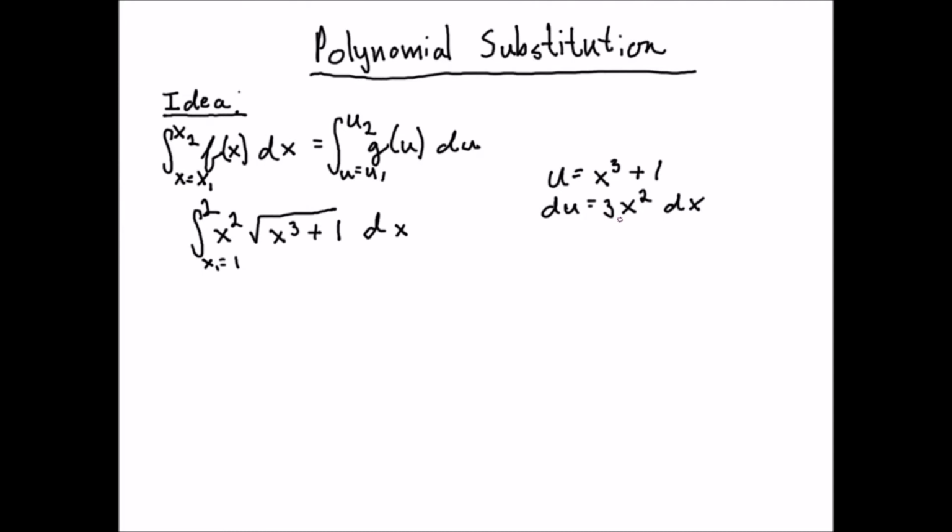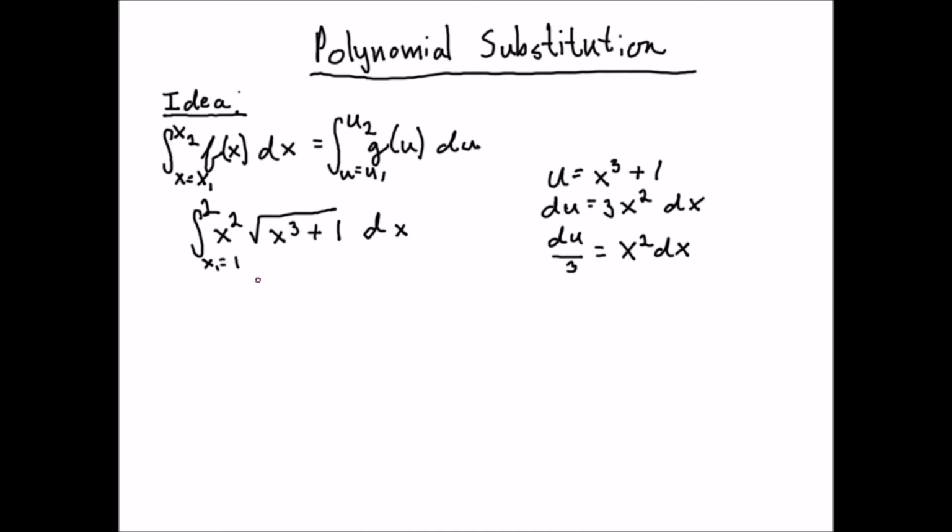Now I have a 3 here. What I see is I have an x squared and a dx, which is basically what I have in this integral. I just need to find a way to get rid of this 3. So I'm going to divide both sides by 3, and that gives me du over 3 equals x squared dx. There we go, I've made my first substitution. I found a way of rewriting x squared dx as du over 3.